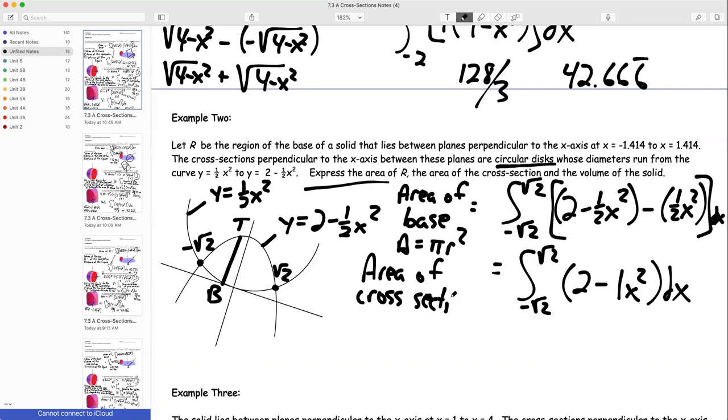The cross sections are circles. And it says their diameters run from curve to curve. So in other words, I've got a circle and the diameter of the circle goes from the top curve to the bottom. In other words, this equation right here is the diameter. Yes?